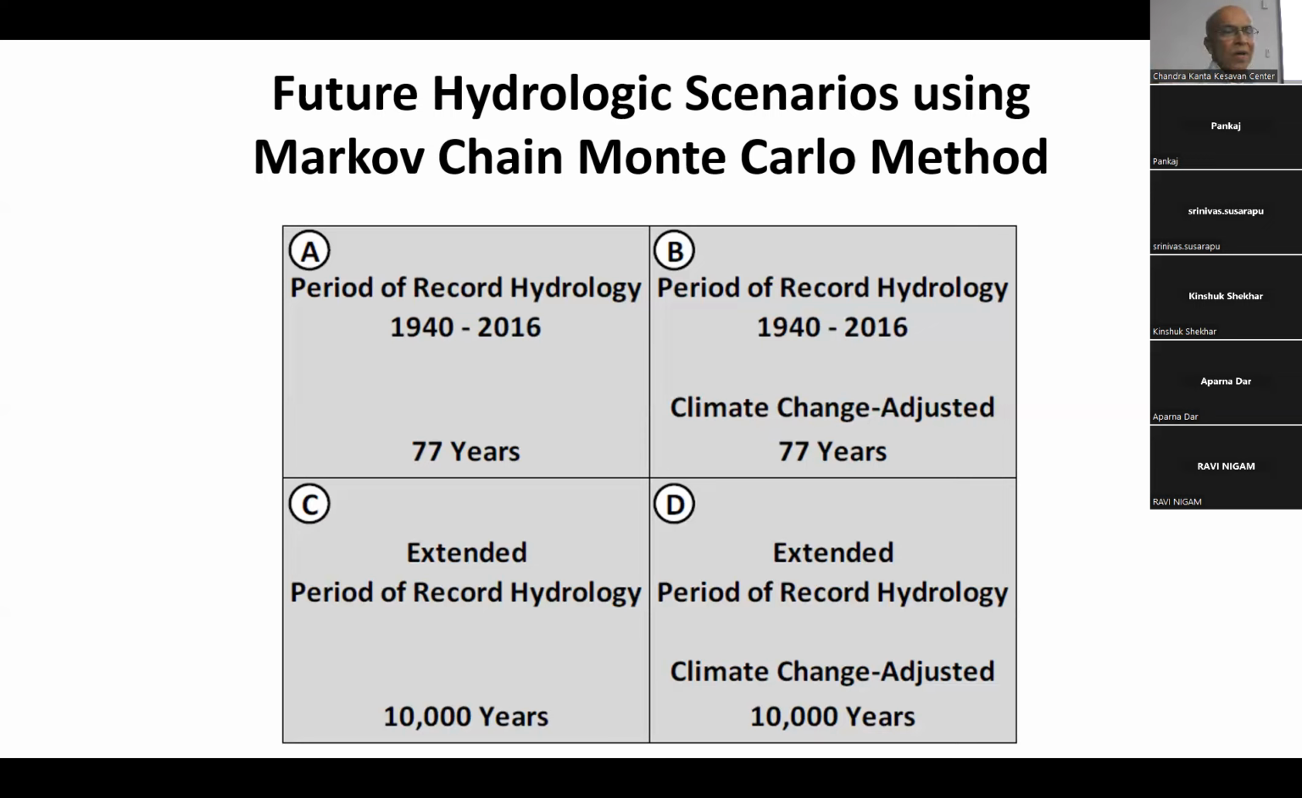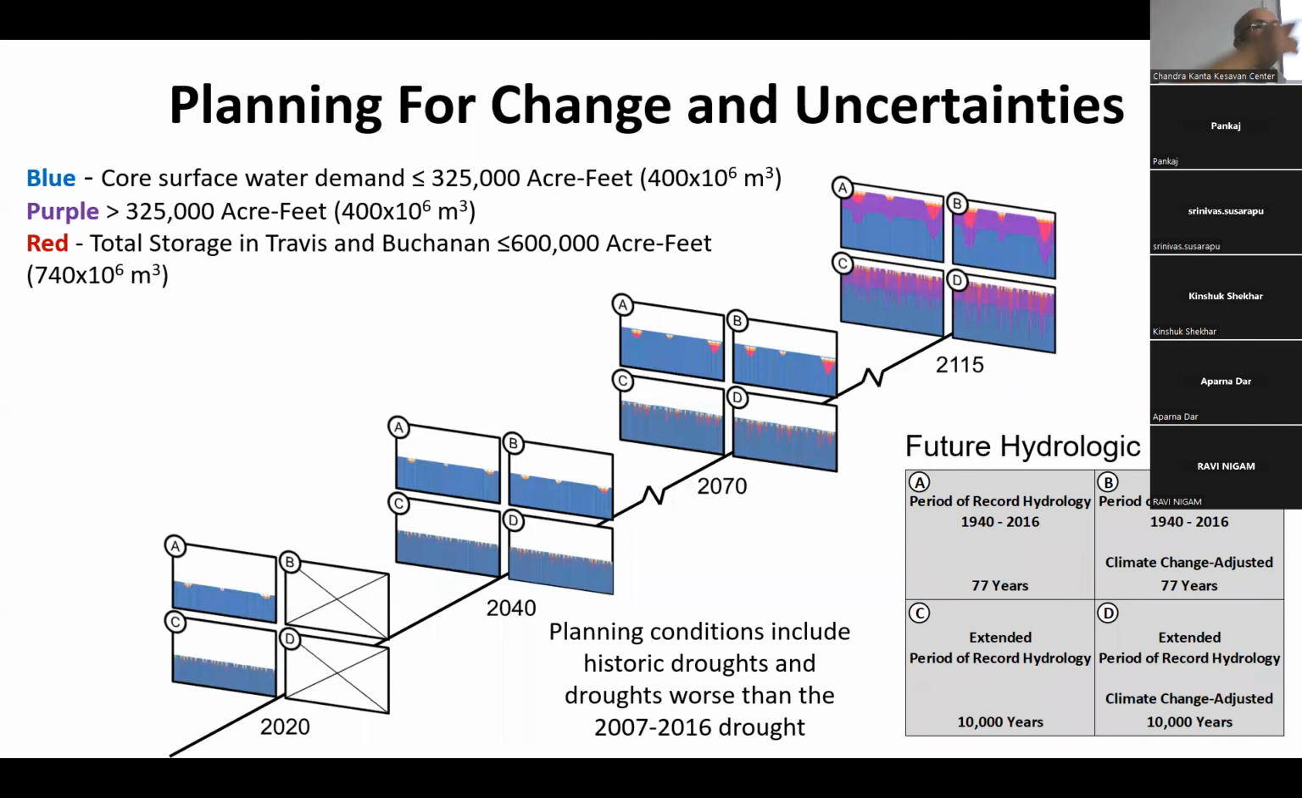So the normal one is on the left, climate change adjusted on the right. This is really the key point I wanted to make. This is the key slide. And here is the result that you see.